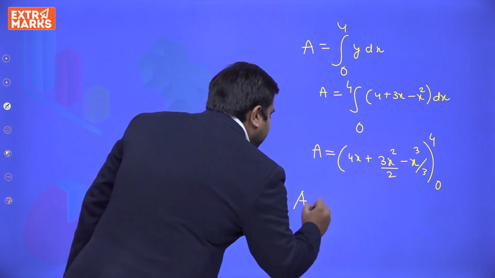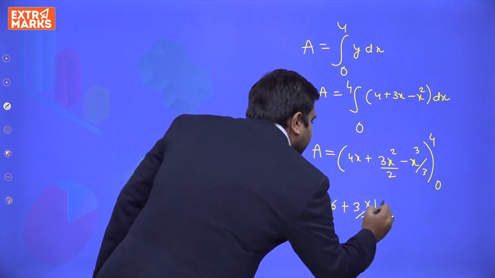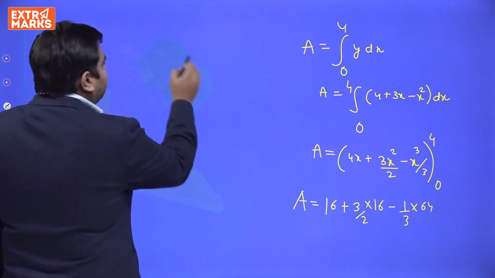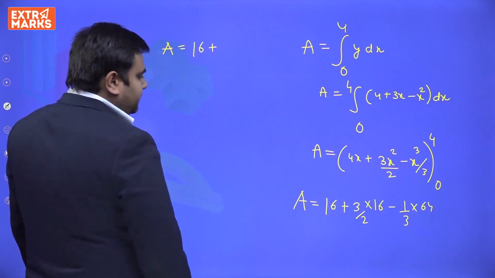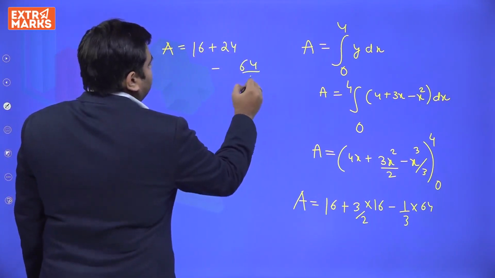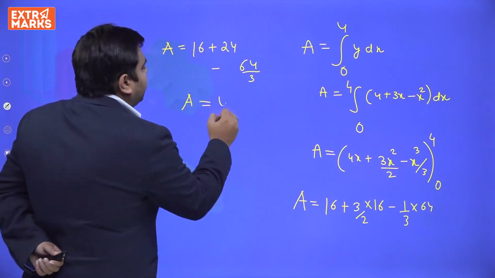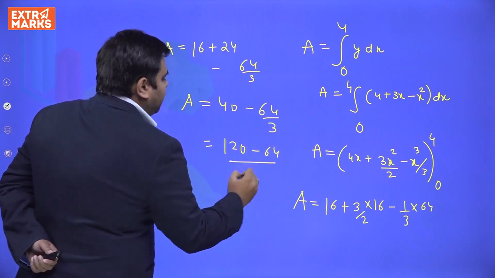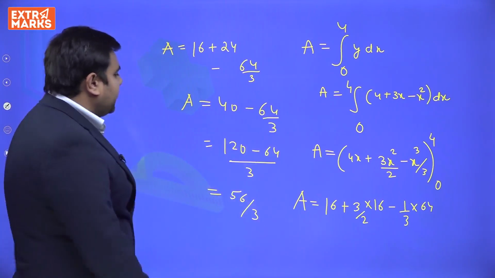So what would be the final answer? The final answer would be 16 plus 3 by 2 into 16 minus 1 by 3 into 64, right? So the final area would come out to be 16 plus 24 minus 64 by 3. That is 40 minus 64 by 3, which is 120 minus 64 by 3. This will come out to be 56 by 3, right?